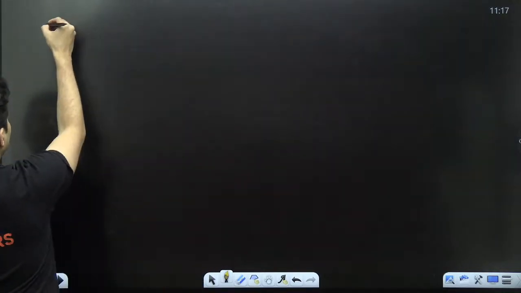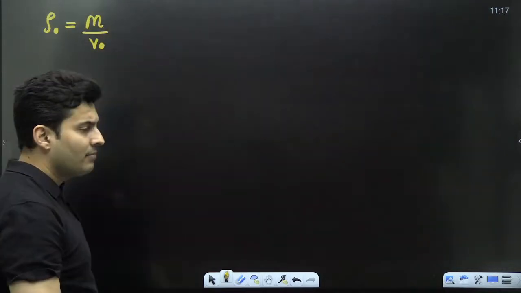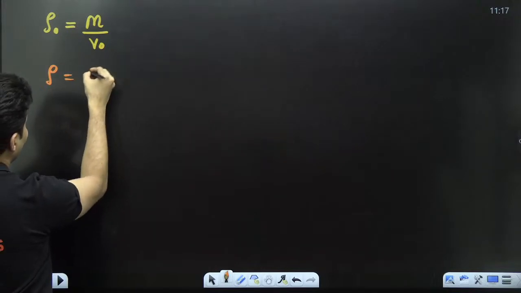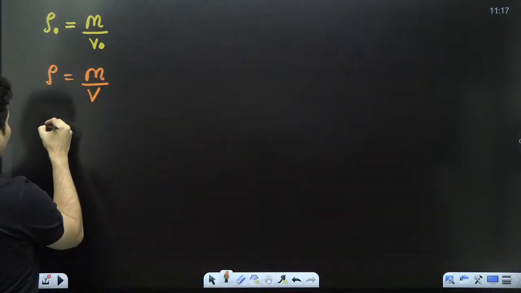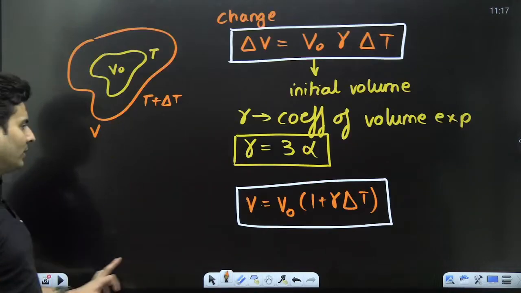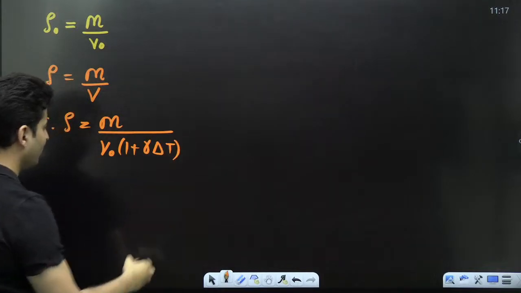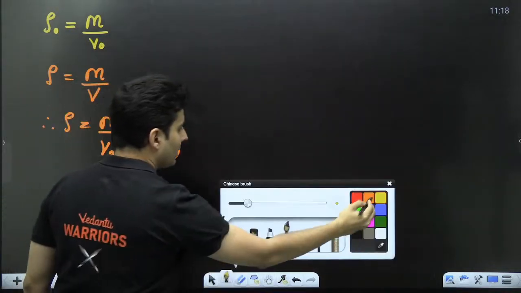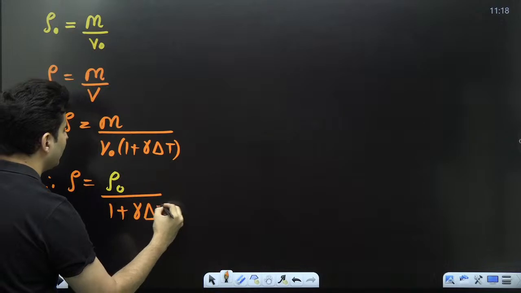Observe this carefully. Let's say the original density is m by V naught. Now I want to find the final density when I heat it, which is m by the new volume. So what you can do is put the final volume formula, which I just told you right over here, V is V naught 1 plus gamma delta T. So put 1 plus gamma delta T over here. What is m by V naught? M by V naught is nothing but rho naught, or your original density. So the new density is rho naught upon 1 plus gamma delta T.